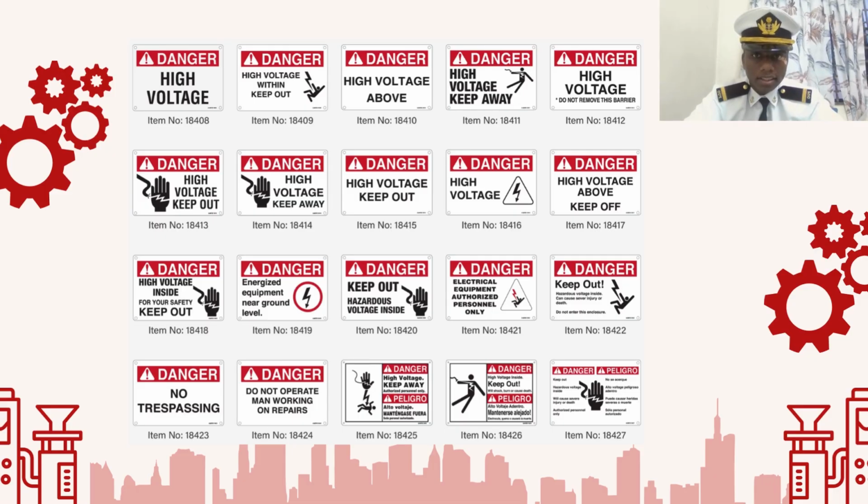Fourth, they control access. A key safety control is limiting who is at risk. Signs like electrical equipment, authorized personnel only, are a legal requirement. Finally, they warn of other hazards. It's not just high voltage. We also see critical signs like no trespassing, do not operate, and man working on repairs, which is a vital part of lockout tagout procedures. So the purpose of these signs is to clearly and quickly communicate risk and control access to keep everyone safe.